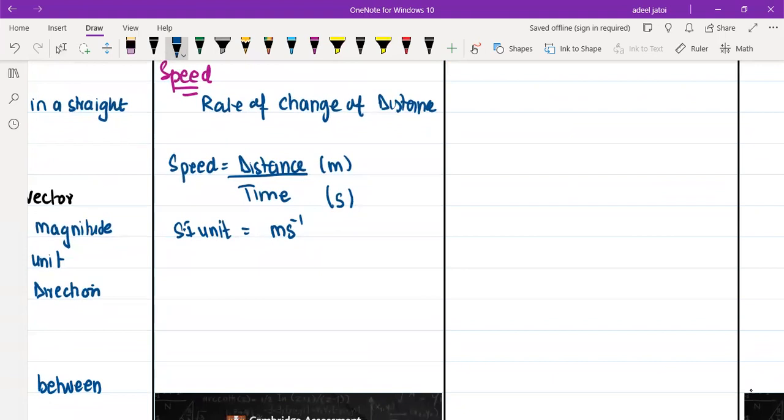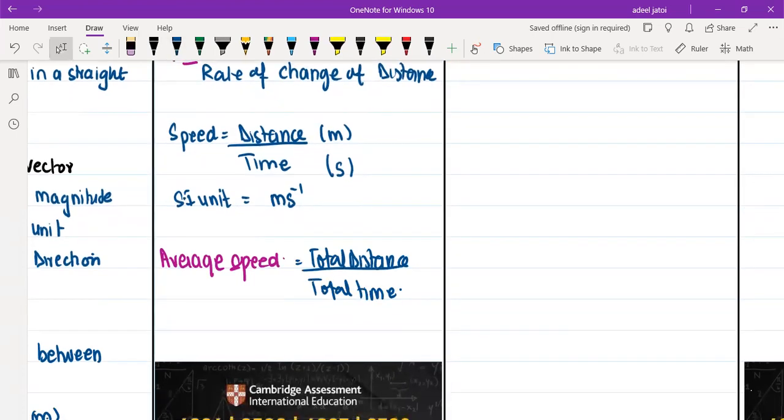What is the average speed? There's a difference between speed and average speed. The average speed is total distance upon total time. Remember, it's a scalar quantity whenever we are working on speed.